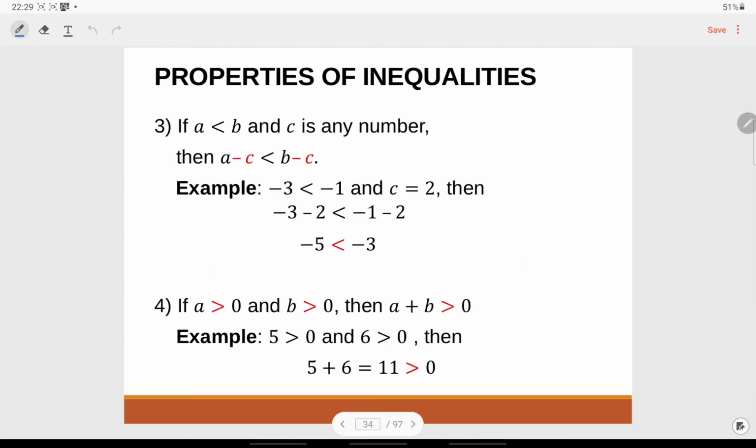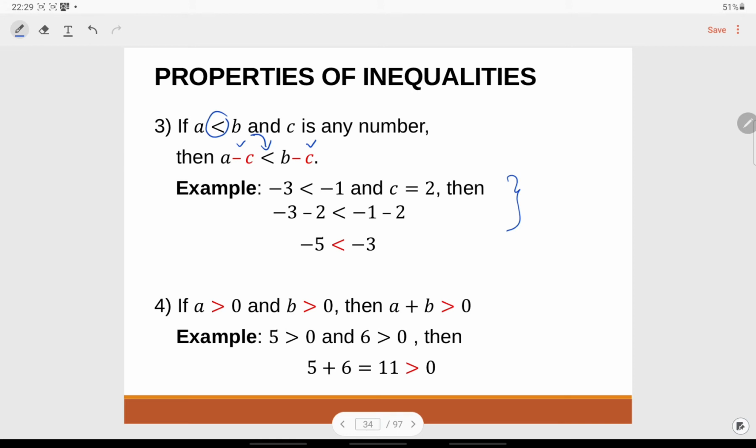Next, if we have A less than B and C can be any number, just like addition, we can also subtract one value from both sides. For example, we subtract C from both sides: A minus C, B minus C. The important point here is that the inequality sign remains the same. It is still less than. So we have A minus C less than B minus C. You can see this example.